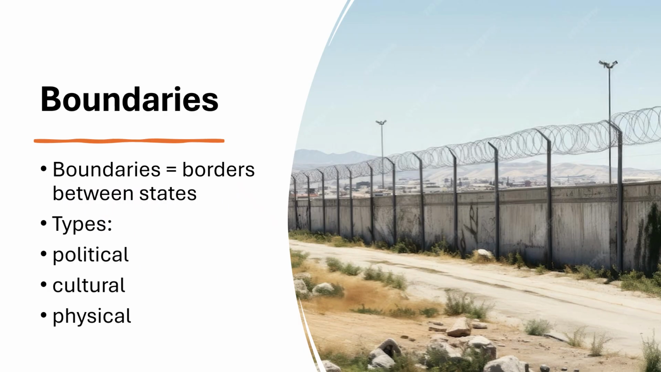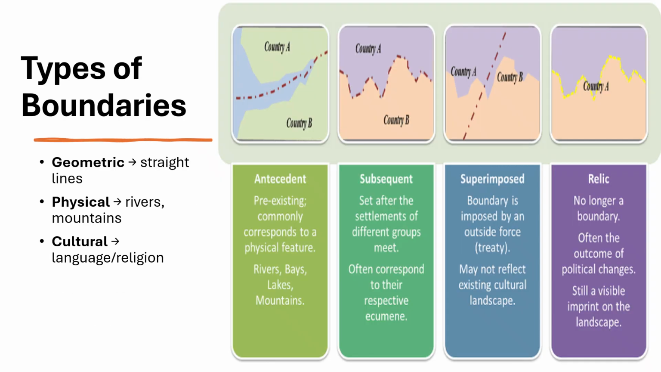Between every state in the world, there is a border. Types of borders could be political boundaries, cultural boundaries, and physical boundaries. Physical and cultural boundaries, easy. Physical boundaries are anything on the earth: rivers, mountains, oceans. Cultural boundaries are different languages. I speak German, you speak French, we're in different countries. Or religions, Muslim, Hindu, Christian.